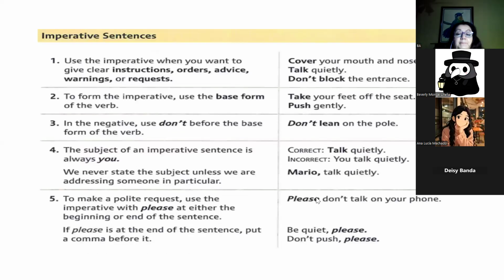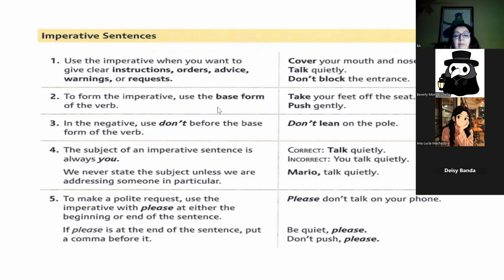Okay. And what we have in here also is the imperative sentences. We have been practicing imperative sentences in all of these rules. Use the imperative sentence when you want to give clear instructions, orders, advice, warnings, or requests. For example, cover your mouth and nose. Talk quietly. Don't block the entrance. To form the imperative, use the base form of the verb. Take your feet off the seat.